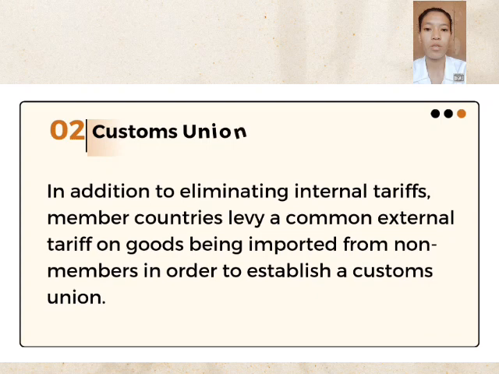So the next one is the customs union. In addition to eliminating internal tariffs, member countries levy a common external tariff on goods being imported from non-members in order to establish a customs union. So a customs union is when countries in a group remove trade barriers among themselves, like taxes on imports, but still use the same rules for dealing with other countries outside the group.